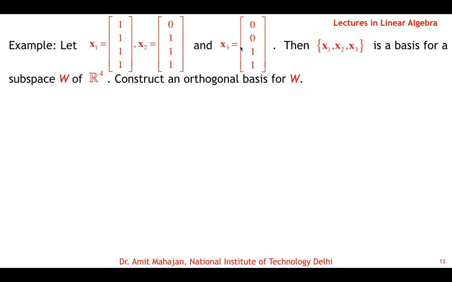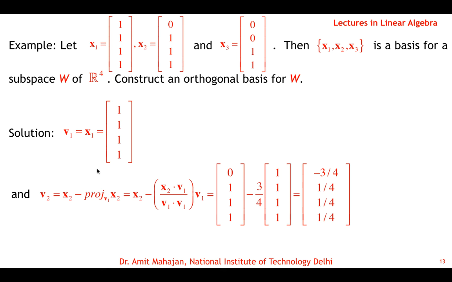Now take one more example here. Let x1, x2, x3 be three vectors, and the set of these three vectors is a basis for a subspace W of R4. Clearly these vectors are in R4, and these three vectors do not span the whole of R4, they just span a subspace W of R4. Now we have to construct an orthogonal basis for W. We start with v1 as x1, where x1 is given. The second vector v2 we construct from x2 as x2 minus the projection of x2 on v1.